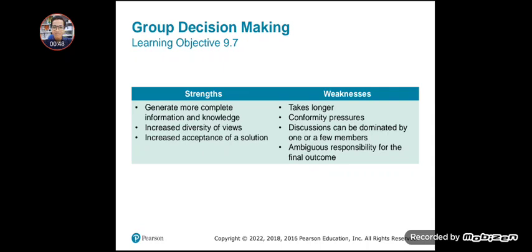When we talk about decision making, especially group decision making, it can be beneficial, but somehow it also has its disadvantages. Groups do tend to generate more complete information and knowledge, as well as offer a greater diversity of views and increase creativity among the group members. But since more people are involved in the decision, there is a risk of conformity and no clear responsibility for any outcomes for the benefit of the members. Moreover, discussions can be dominated by maybe a few members only.